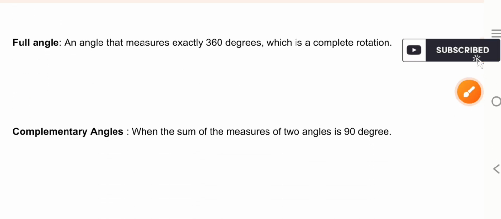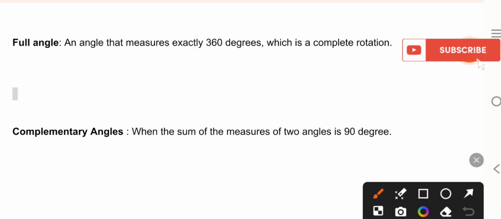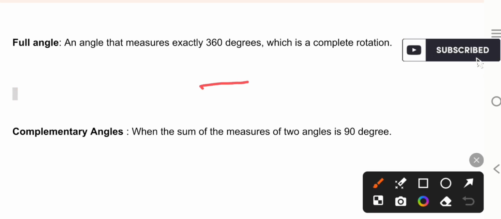Next one, full angle. An angle that measures exactly 360 degree, which means it is a complete rotation. When the angle starts from like this and ends at this same point, then it is 360 degree.